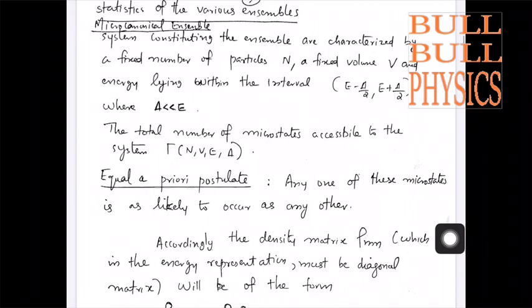Then in the microcanonical ensemble we have a postulate, the equal a priori postulate. This we have already seen in classical statistical mechanics. The equal a priori postulate says any one of these microstates is as likely to occur as any other. So the system has these many accessible microstates, and all these microstates have equal probability. That is what is meant by the equal a priori probability postulate.